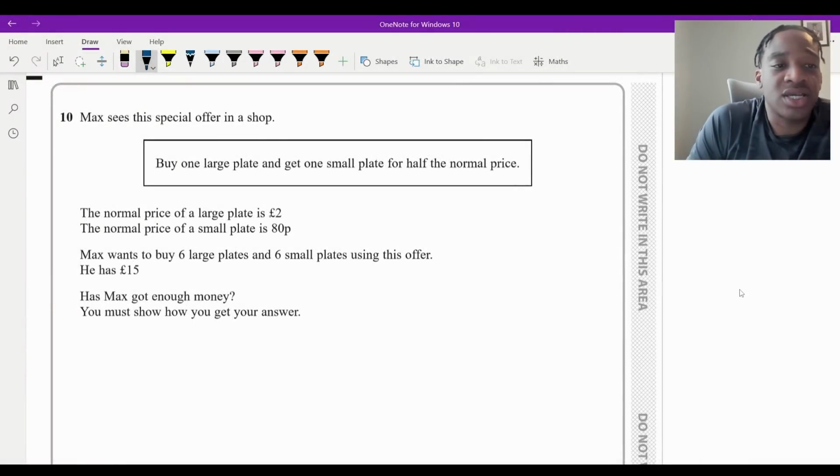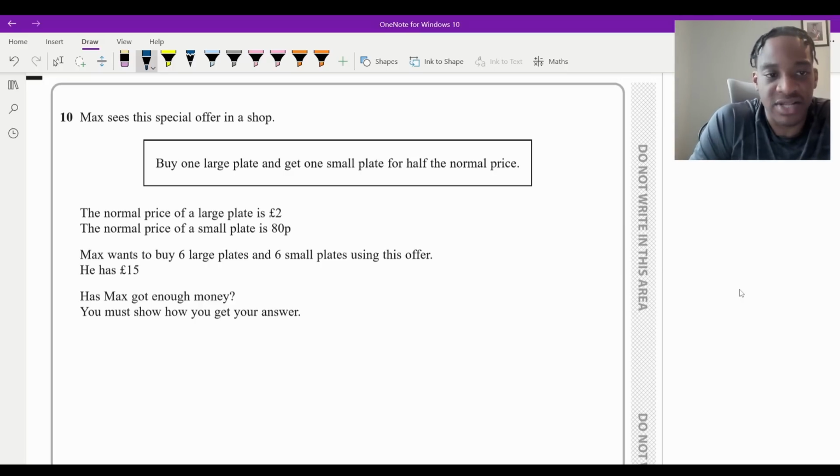Okay, so question 10 says, Max sees this special offer in a shop. Buy one large plate and get one small plate for half the normal price. The normal price of a large plate is £2. The normal price of a small plate is 80p. Max wants to buy 6 large plates and 6 small plates using this offer. He has £15. Has Max got enough money? You must show how you get your answer.